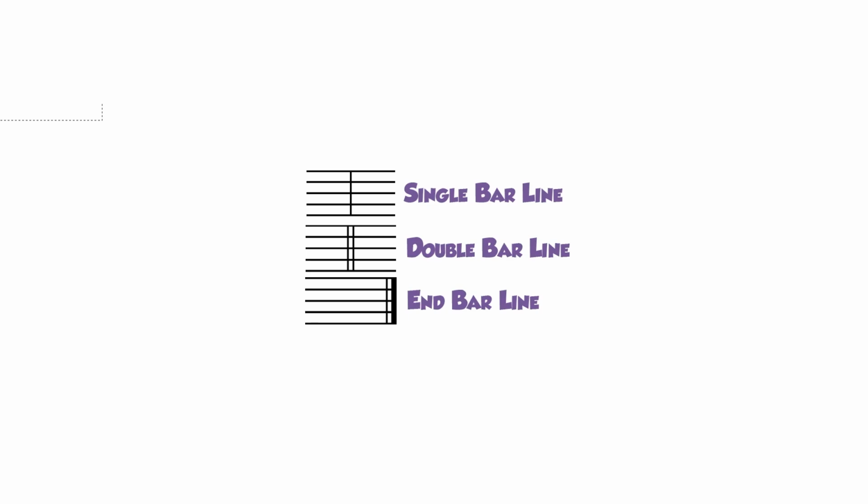Then, there's the double bar and final bar line. A double bar line indicates a change in sections or a significant shift in the music. The final bar line, thicker and more pronounced, signifies the end of a piece, marking the conclusion of our musical journey.